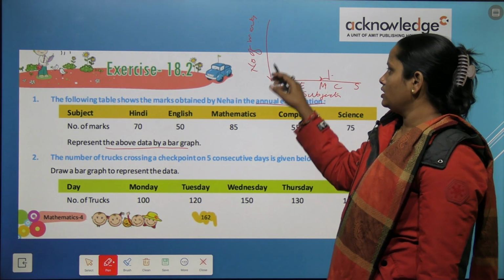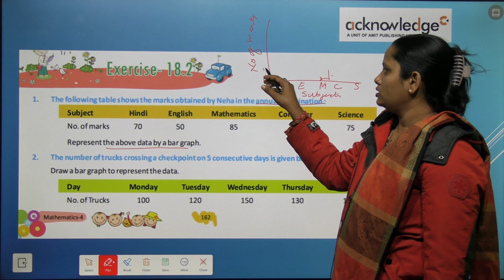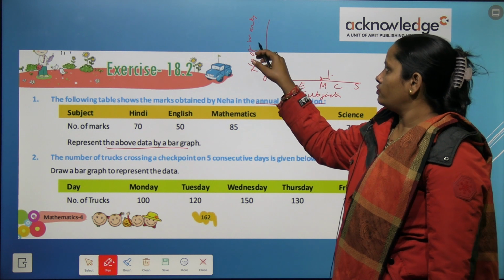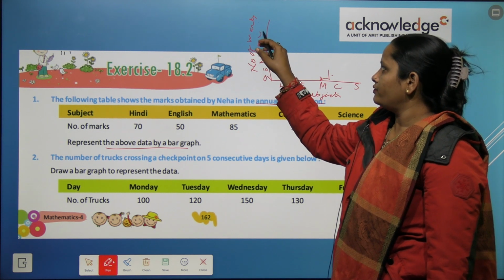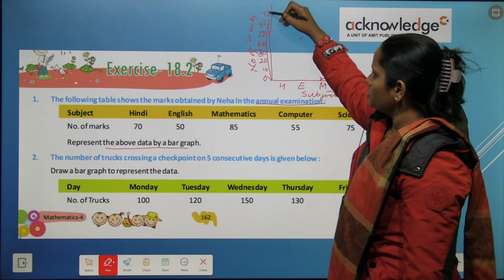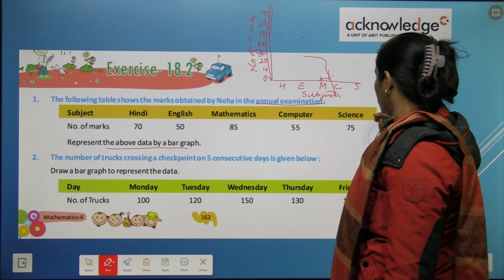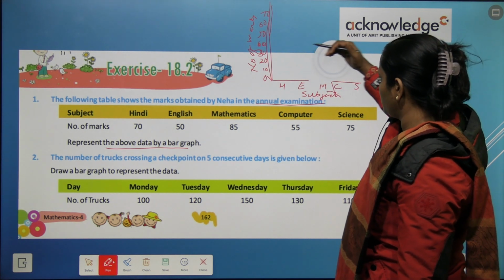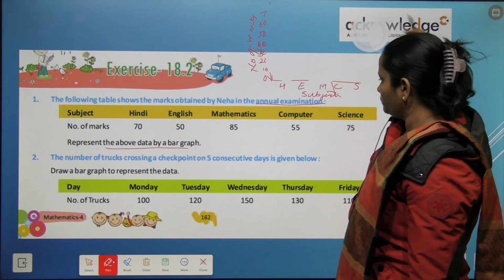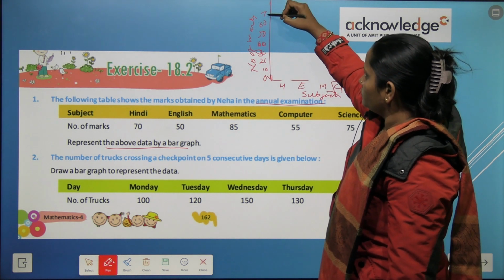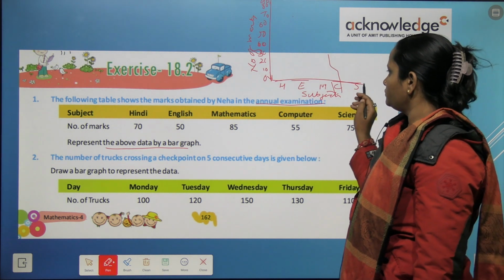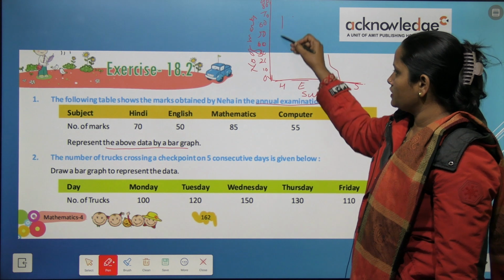70 marks in Hindi. So it's 0, then 10, 20, 30, 40, 50, 60 and 70. So नेहा को मिले हैं total 70 marks in Hindi. 70, 80 and 90. So Hindi she get 70 marks.